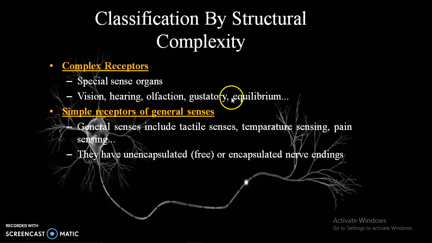The next one is the classification of receptors by structural complexity. So there are 2 types of receptors: complex receptors and simple receptors. Complex receptors are the specialized sense organs for vision, hearing, olfaction, gustation, and equilibrium. And simple receptors of the general senses include the tactile receptors, the temperature sensing receptors, pain sensing receptors, that is nociceptors, etc. They have unencapsulated, that is free, or encapsulated nerve endings.